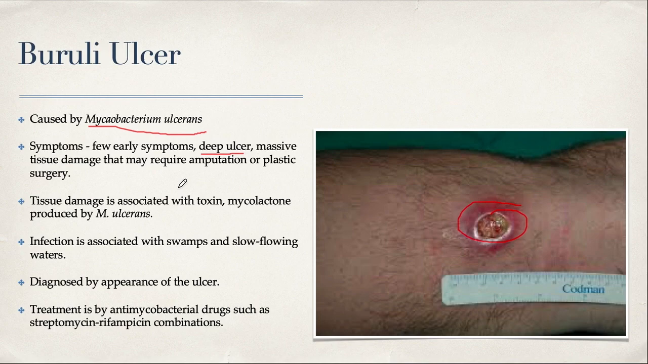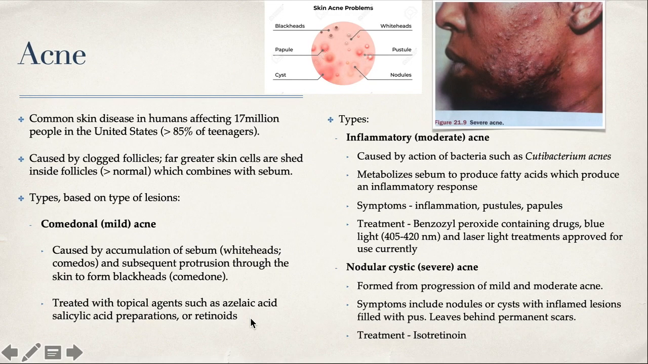And this microorganism produces a toxin known as mycolactone. And it's the mycolactone toxin that causes the tissue damage. It's very common in swampy areas or slow-flowing waters. And it's diagnosed typically by the appearance of the ulcer. Treatment is by antimicrobial drugs such as streptomycin and rifampicin combinations. So there is a synergistic application there: using the two together gives a better result than using either one of them separately.